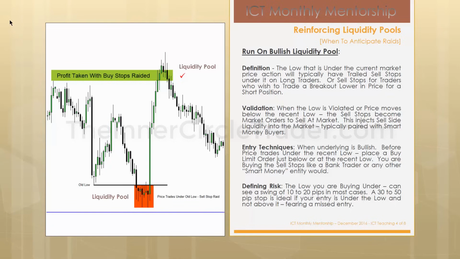A 30 to 50 pip stop is ideal if your entry is under the low and not above it. Because if you're trying to get ahead of the move, trying to buy above the low or at the low, you're really probably just fearful you're going to miss the entry. It's better to wait for the market to trade under that low, and once it trades under there 10, 20 pips, that's a really good ideal entry point, because if you use a 30 to 50 pip stop while entering significantly below the low, by 10 or 20 pips, it's going to take a real significant move to knock you out.